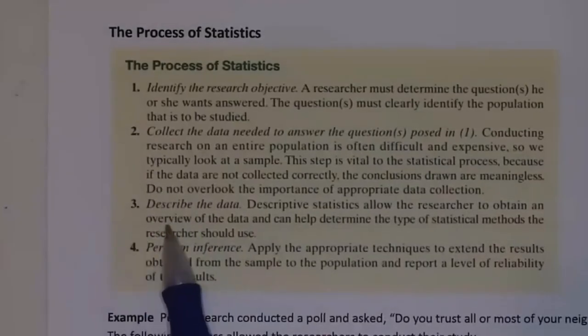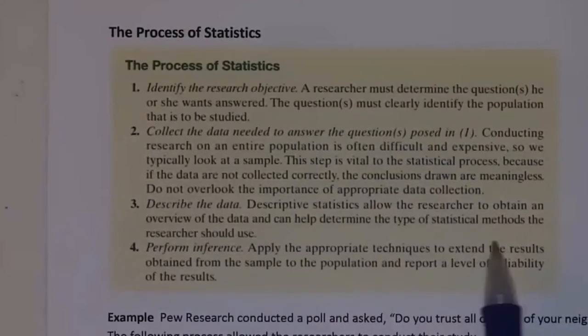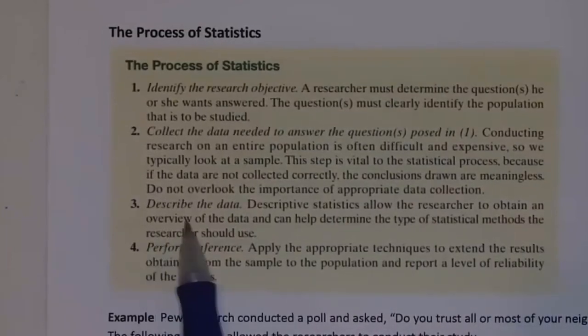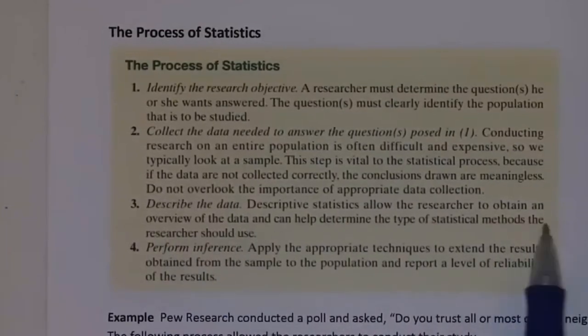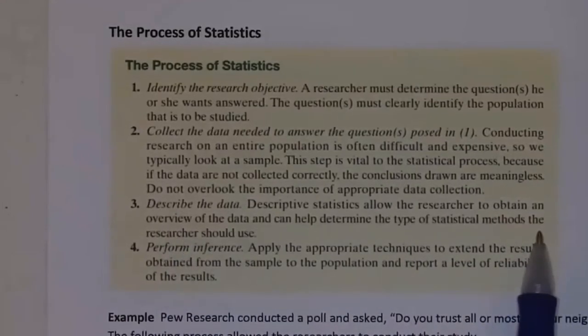Step 3, once we have the data collected, we're going to describe the data. This may mean that we're going to organize it, like in a table. We may create graphs. We may do numerical summaries like calculating averages or proportions and so on. That's the descriptive aspect of statistics. We'll start looking at descriptive statistics in chapters 2, 3, and 4.